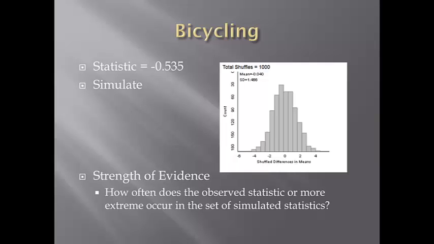We then get a histogram of 1,000 or more differences in means that happened when the null hypothesis was true. This distribution is centered at 0, as we expect it to be.